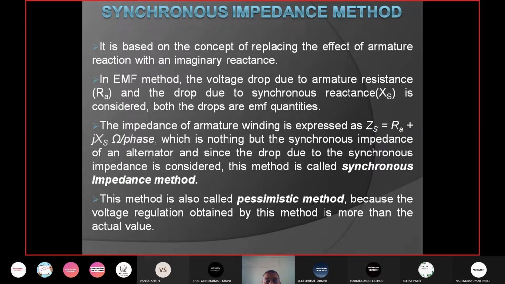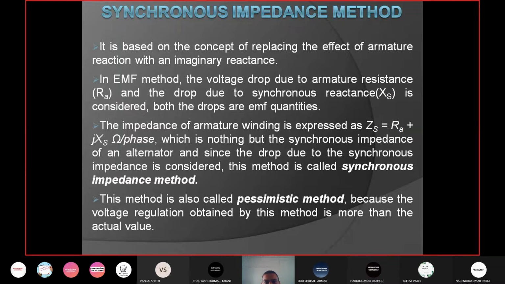So this method is also known as the EMF method. Synchronous impedance method is also known as EMF method. So in this EMF method, what happens? The voltage drop due to the armature resistance and drop due to synchronous reactance is considered.